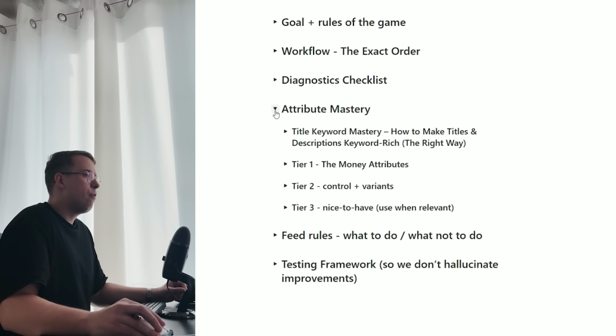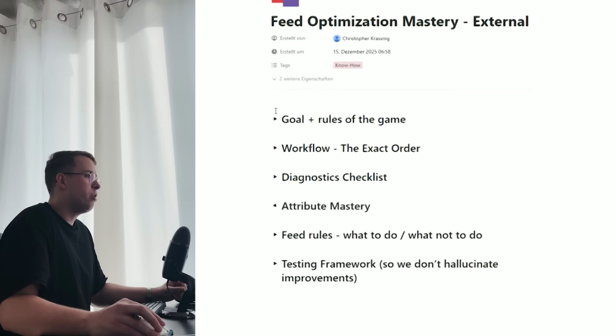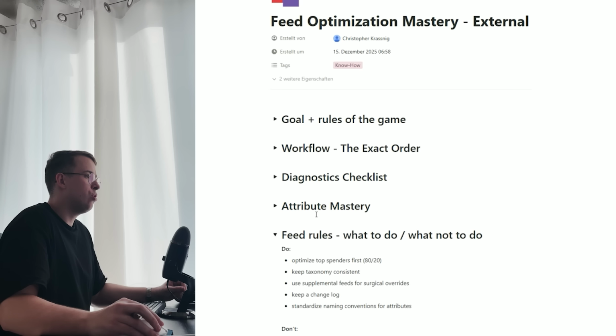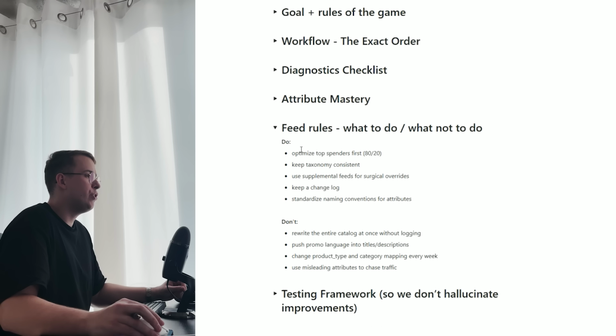All right, two more things. We keep it short and quick here. Feed rules, what to do, what not to do. Very short, just a quick overview. Like I said, optimize top spenders first. So top spenders in terms of high performers and wasters. 80-20 rule, right? Especially if you have big feeds, keep it simple. Keep your taxonomy consistent, your naming consistent, have certain rules, certain patterns that apply. That helps with optimizing big feeds.